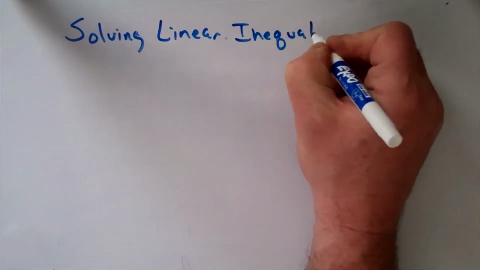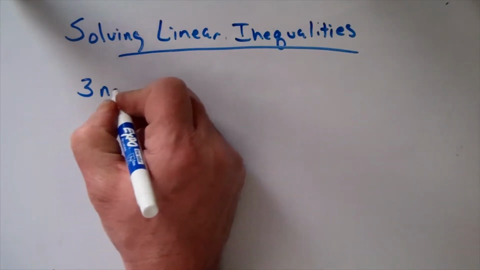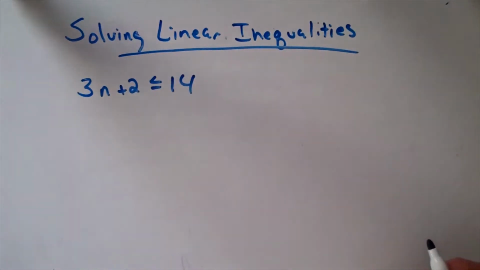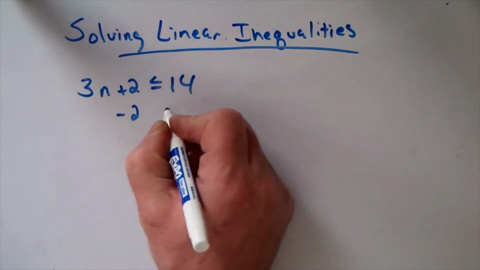Solving linear inequalities. Here we go. 3n plus 2 is less than or equal to 14. Now you're going to solve these inequalities just like you would solve a regular equation.